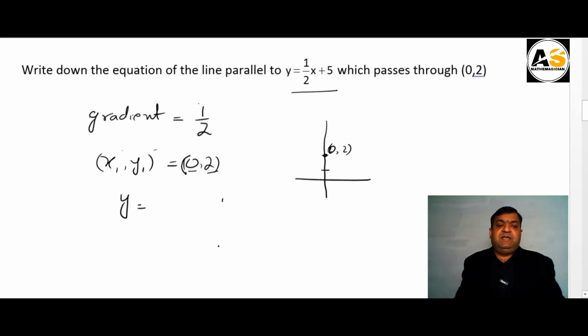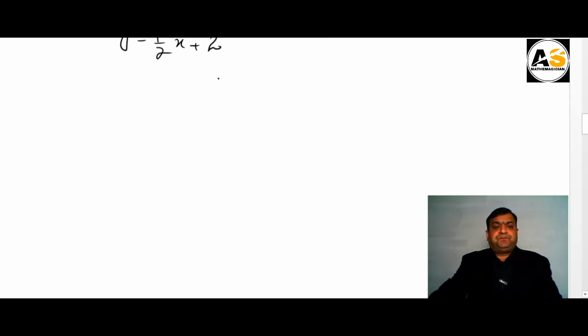Its equation can be given as y is equal to 1 over 2x plus c. c is 2. So this was the question. So the required equation is y is equal to 1 over 2x plus 2.